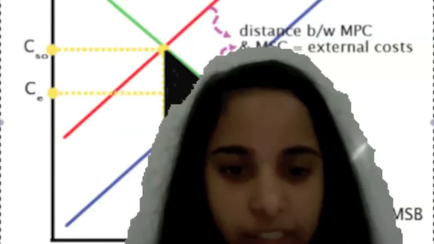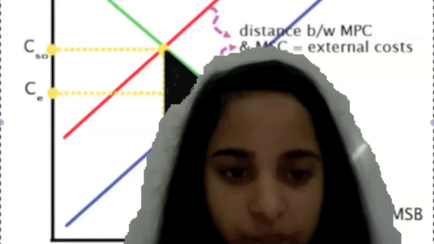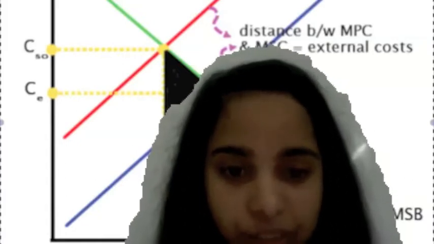This graph shows the negative externality of production. A negative externality of production is when the marginal social cost is higher than the marginal private cost. There are spillover effects that arise from the production of the product. The distance between the marginal private cost and the marginal social cost is known as the external cost. There is also a deadweight loss because of the over-allocation of resources.